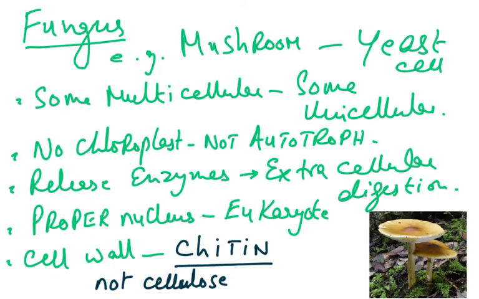Then we have fungi, such as mushroom and yeast. Some are multicellular, some unicellular, because you have to remember the yeast cell is a fungus. So yeast is unicellular, but mostly fungi are multicellular, like a mushroom. Then no chloroplasts, they cannot make their own food, they're not autotrophs, they release enzymes and extracellular digestion takes place. They have a proper nucleus, so they would be classified under eukaryotes. Their cell wall is made up of chitin. It's not cellulose. In plants, it's cellulose.